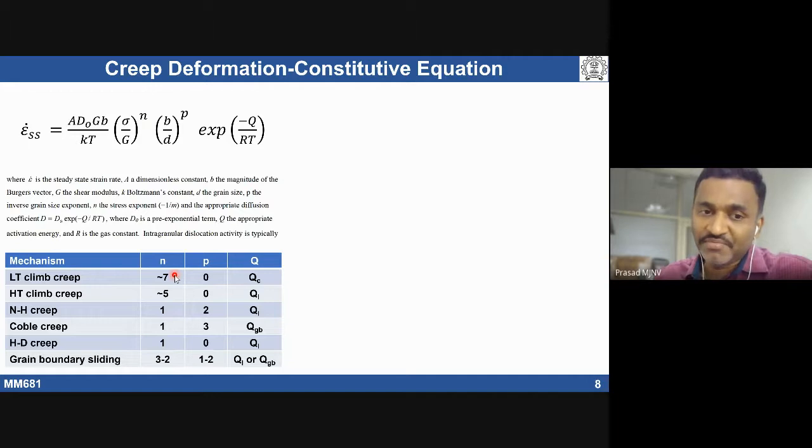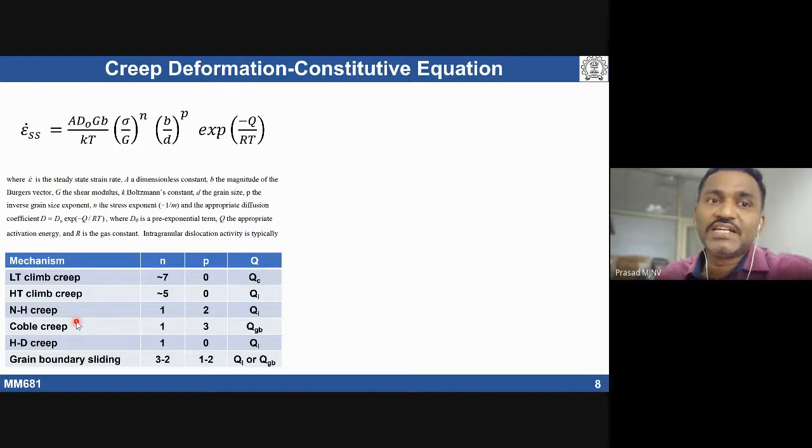Depending on temperature, high or low, the activation energy for diffusion is going to change. At high temperature, we know that lattice diffusion is rate controlling. Whereas at low temperatures, when you talk about dislocation creep mechanism, dislocations play a role, so core diffusion is going to take place. Accordingly, the q value is going to change.